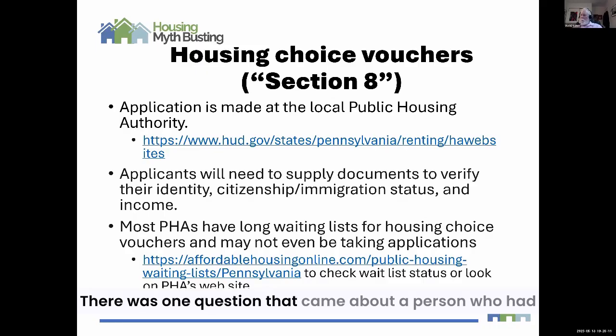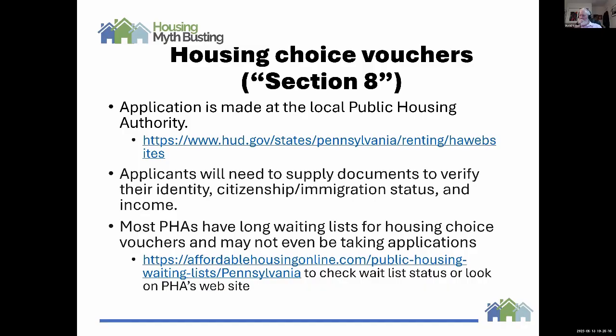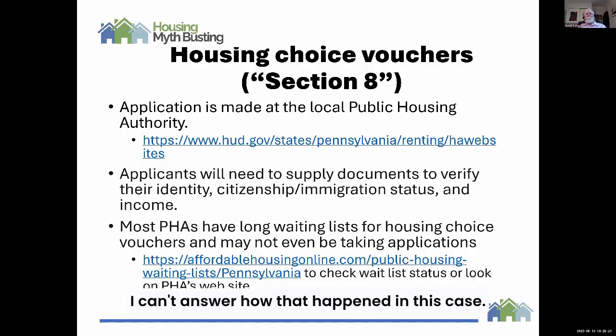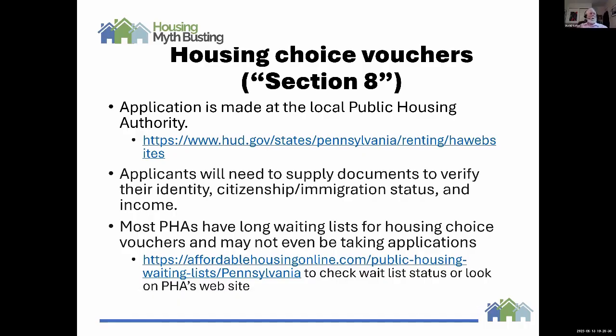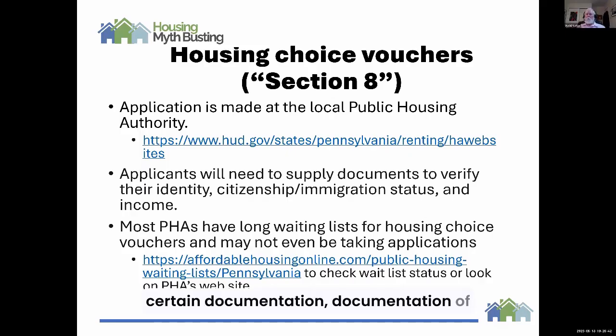There was one question that came about a person who had been on the waiting list and then somehow was taken off. I can't answer how that happened in this case. I will say that once you are on the waiting list, if your name comes up, you are given a certain amount of time to respond, to provide certain documentation of identity, citizenship basis or immigration status, and income, and you need to do that fairly promptly. So if that's not done, that could result in you losing your slot.